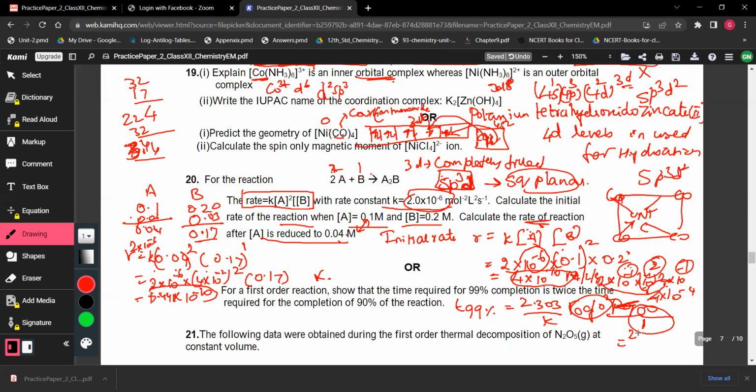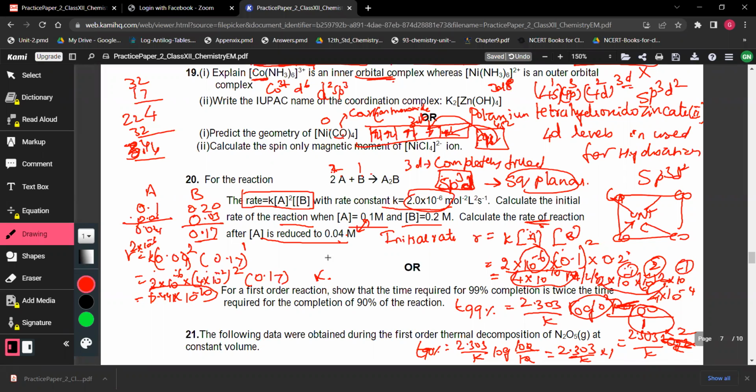So T 99% will be 2.303 by K log 2. Similarly, for 90% you find out 2.303 by K log of 100 by 10. You get log 10 is 1. So this will simplify as 2.303 by K into 1. The previous one was 2.303 by K into 2. Not log 2, simply 2.